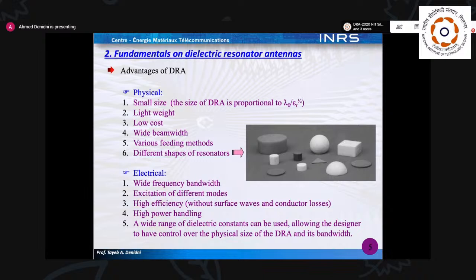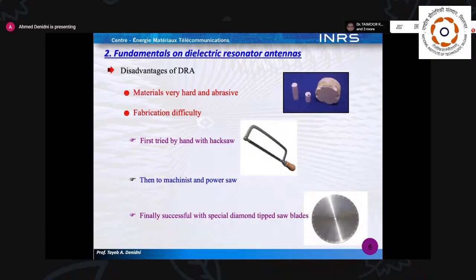Now we have presented the advantages of this dielectric resonator, but in life there is no free lunch. We have to pay a little bit of a price, because designing a microstrip antenna is very easy and cheaper than a dielectric resonator. Dielectric material is generally very hard and abrasive, and this means we have some difficulty fabricating these resonators. If we use, for example, a hacksaw, we can't use it. In this way, we have to find the right tools to cut and reshape these resonators.